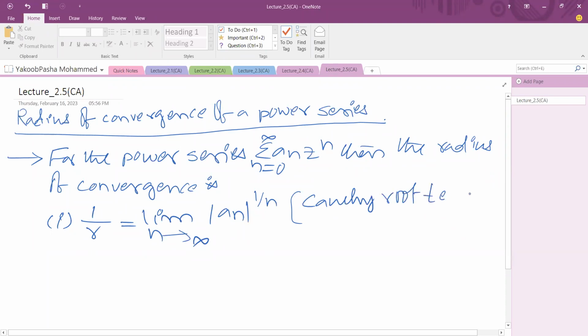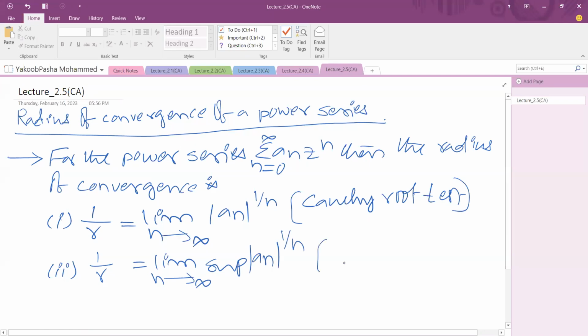And the second formula is the same: 1/R is equal to the limit as n tends to infinity supremum of modulus of a_n whole to the power 1/n. This is called the Cauchy-Hadamard formula. I don't know exactly the pronunciation.